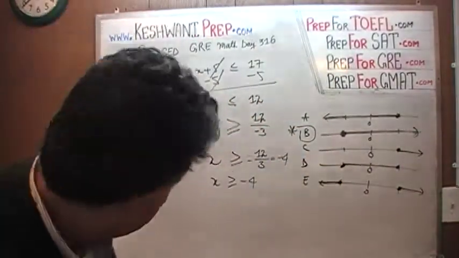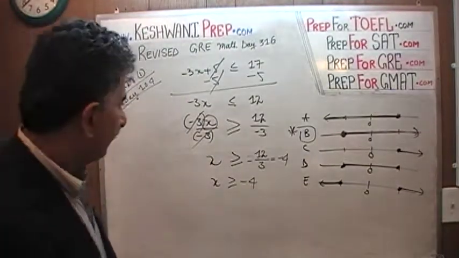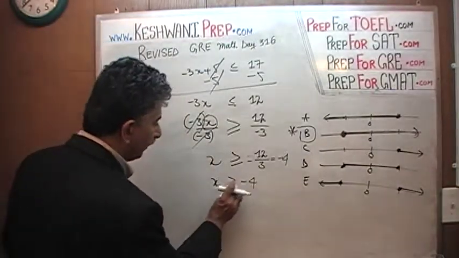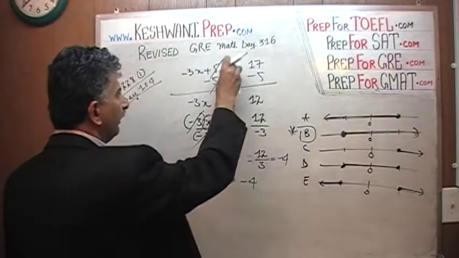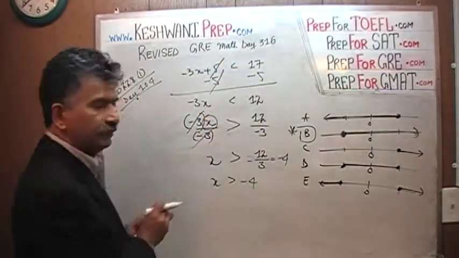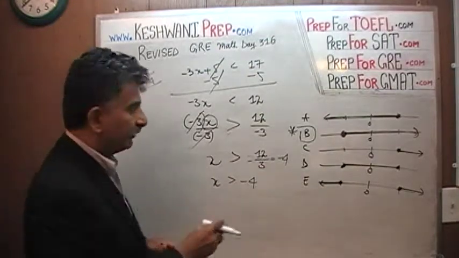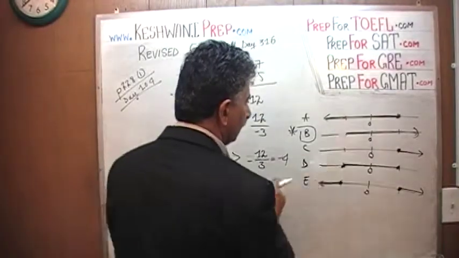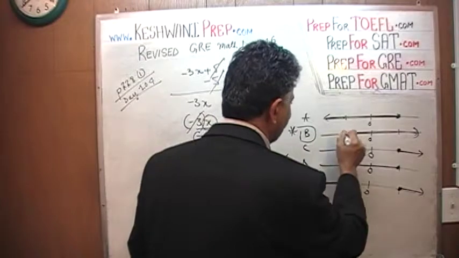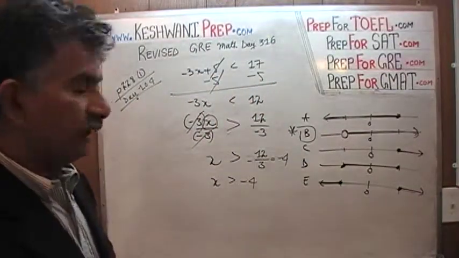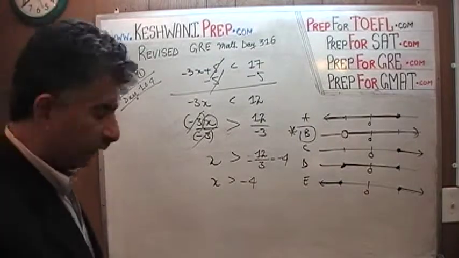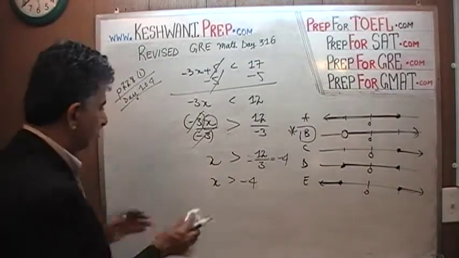Now keep in mind that instead of greater than or equal to, if we had a problem where the equal to sign did not exist, you still would have had the same answer, but instead of a closed circle, this would have been an open circle. That's all. So the answer is B. Let's do the next one, shall we? On the same page.